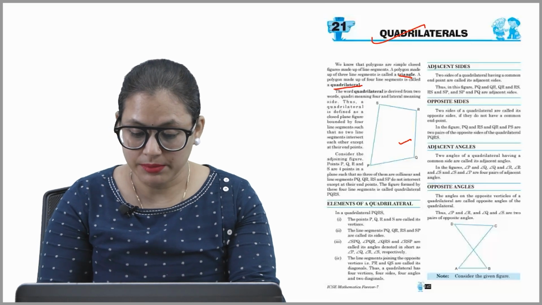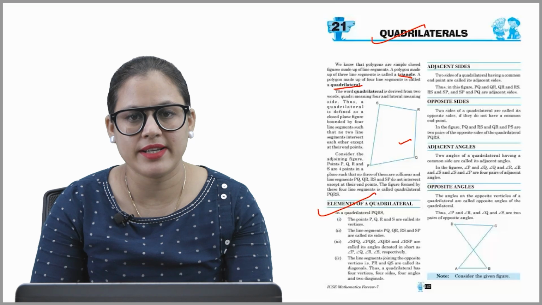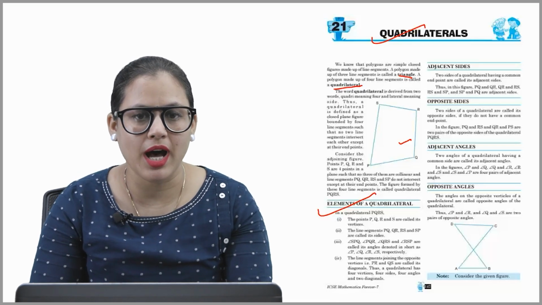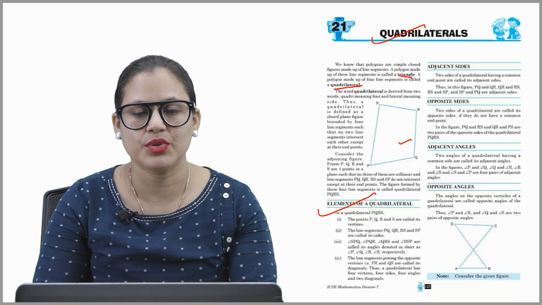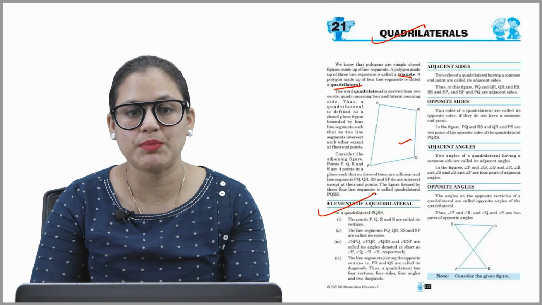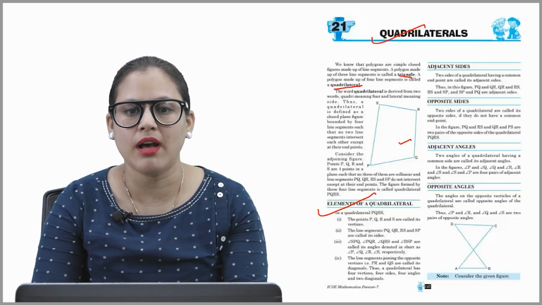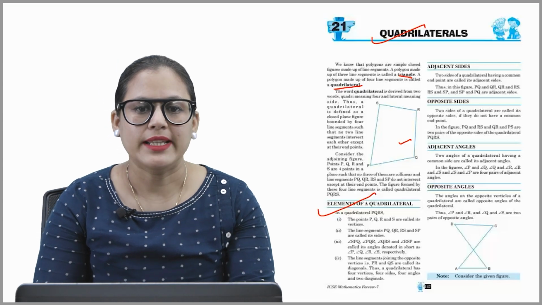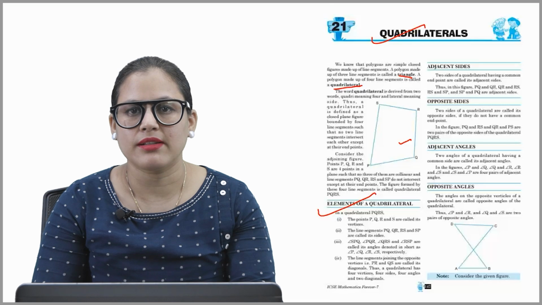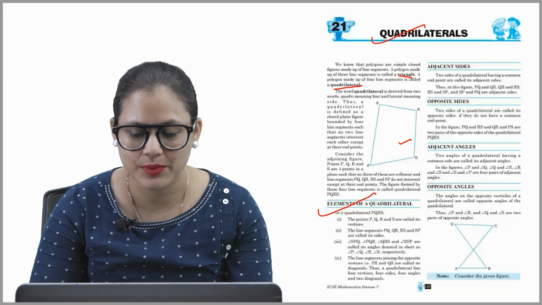Now, elements of quadrilateral. In quadrilateral PQRS, number 1, points P, Q, R and S are called its vertices. 2, the line segments PQ, QR, RS and SP are called its sides. 3, angle SPQ, angle PQR, angle QRS and angle RSP are called its angles, denoted in short as angle P, angle Q, angle R, angle S respectively. 4, the line segments joining the opposite vertices, that is PR and QS, are called its diagonals. Thus, a quadrilateral has 4 vertices, 4 sides, 4 angles and 2 diagonals, right?